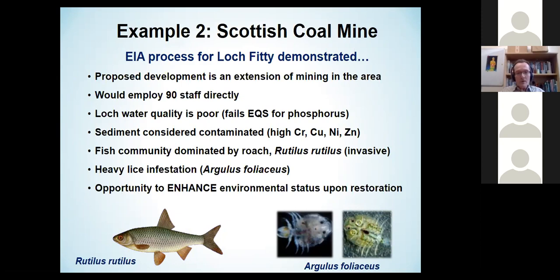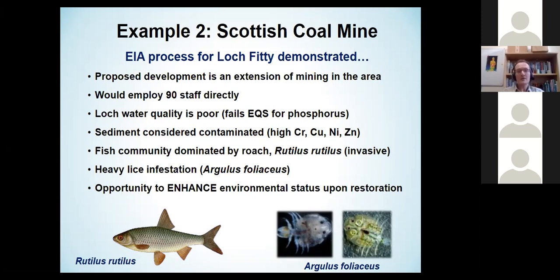So therefore, this development, even though on the surface it looks like it might be a bad thing for the environment, after a bit of delving and the environmental impact assessment process, it was able to show that there were some real opportunities to enhance the environment here and to restore it. So getting rid of the contaminated sediment, replacing the water with clean water, and cleaning out these invasive fish with their heavy lice infestations. So this is able to show how environmental impact assessment can be used to enhance the development and people's perception of the development.